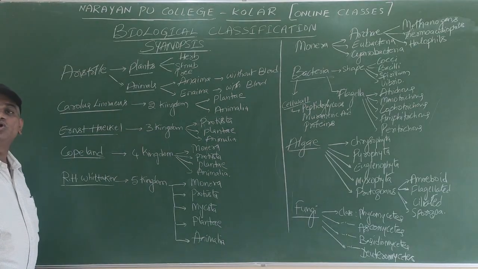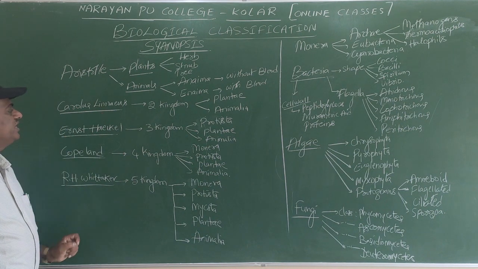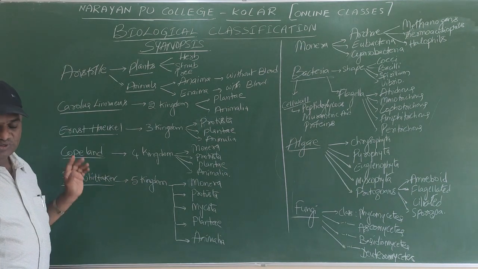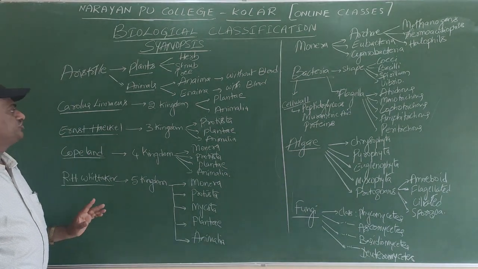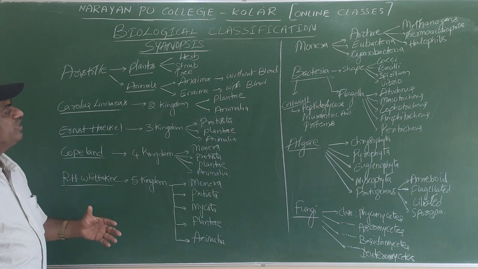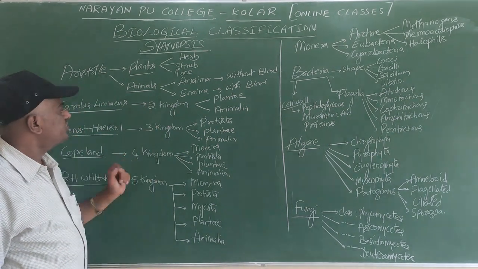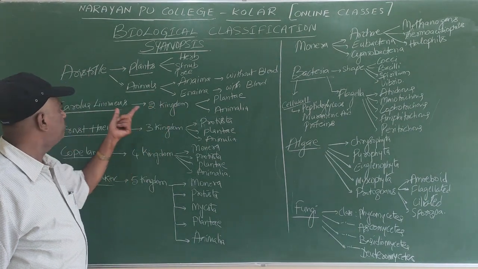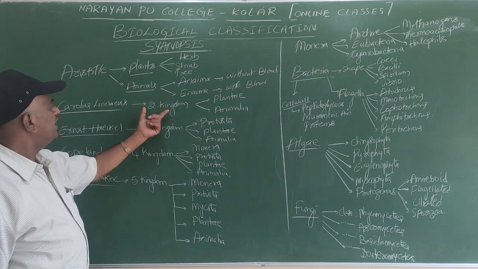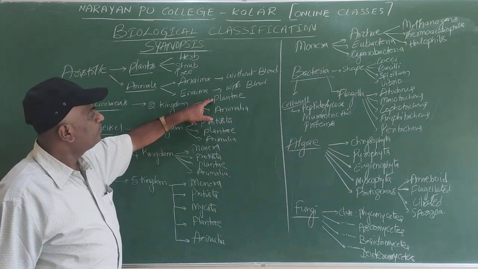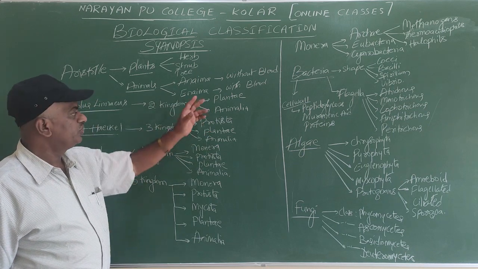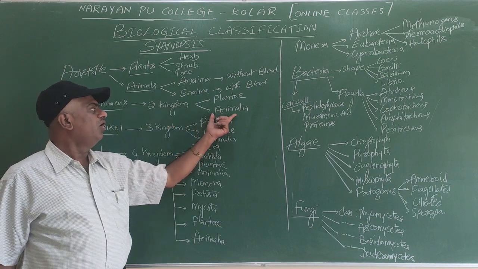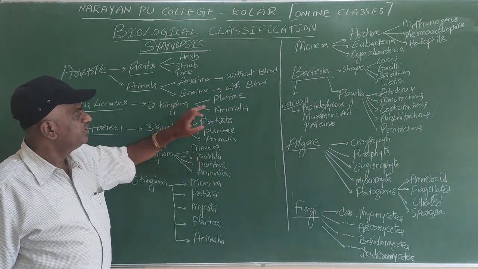Next, we go for Carolus Linnaeus. He is called the father of taxonomy, and he gave binomial nomenclature. He classified all the living organisms into two kingdoms. It is called two-kingdom classification. Two-kingdom classification was proposed by Carolus Linnaeus, and he classified this into kingdom Plantae and kingdom Animalia. All the plants were included under kingdom Plantae, and all the animals were included under the next kingdom, Animalia.